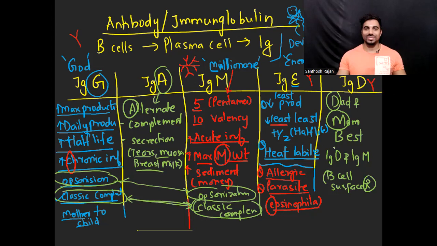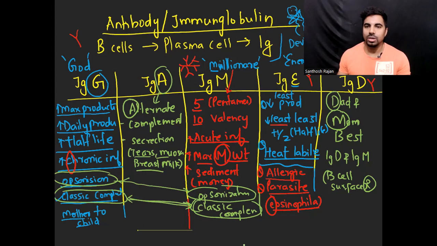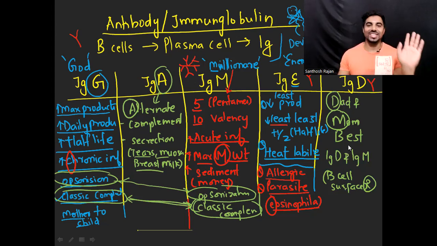Finished. Got it? This is the most important thing you should know. So on the B cell surface, mom and dad are the best, IgD and IgM. That's it, okay?